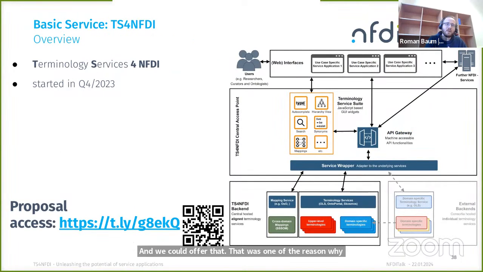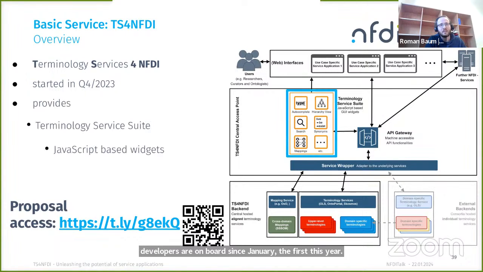And what you now could see here on the right-hand side is the architectural overview of our system. On our left-hand side, you will see some bullet points about the system. So the system itself is called Terminology Service for NFDI. It started in November 2023. All of the developers are on board since January 1st this year. So we had to delay a little bit with some of the participants.